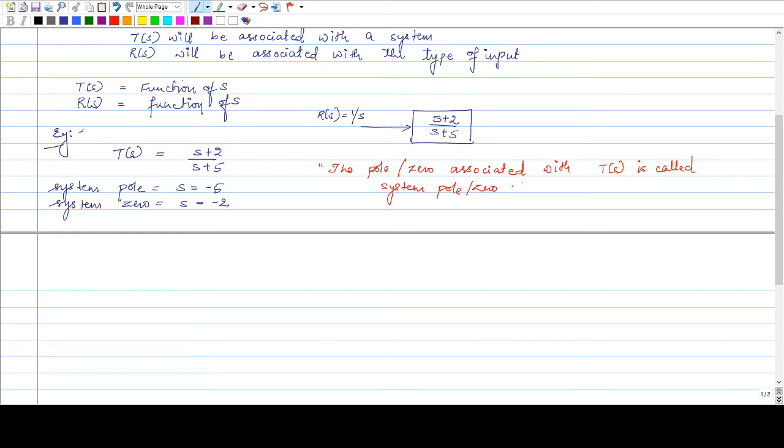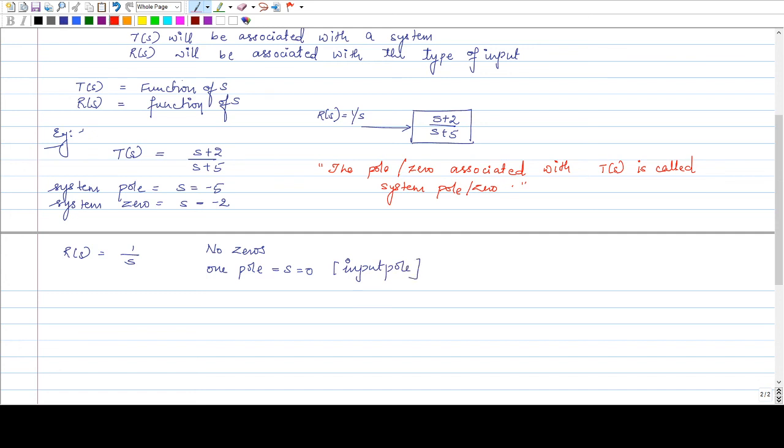That is the first concept. The second one is the input pole. The input R of S is equal to 1 by S. You can see that there is no zero here. This is also a kind of transfer function, one of the types of transfer function. Here there are no zeros and there is one pole, which is located at S equal to 0. This one pole we call the input pole.